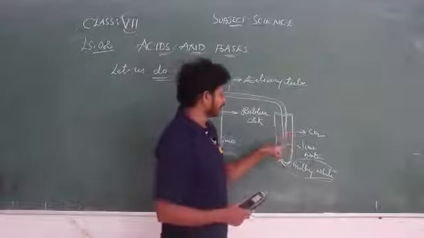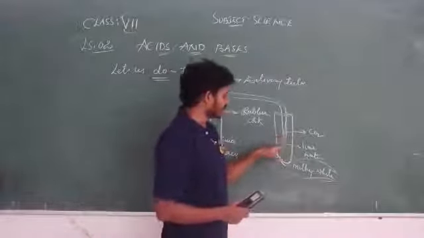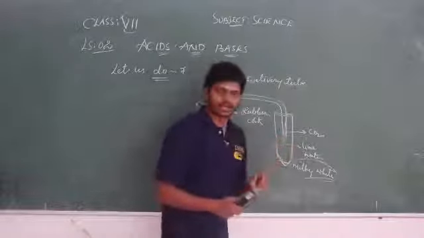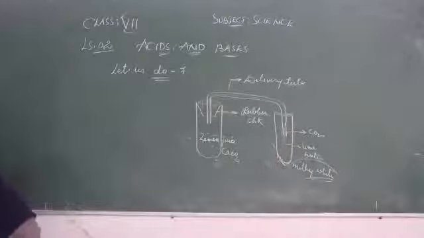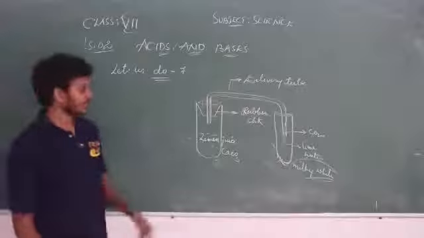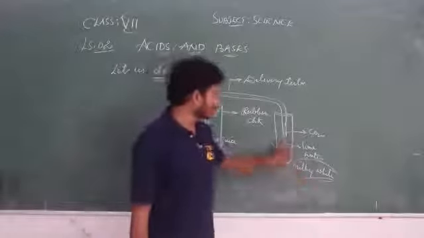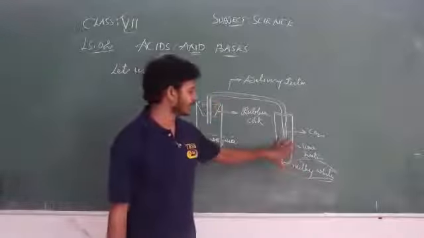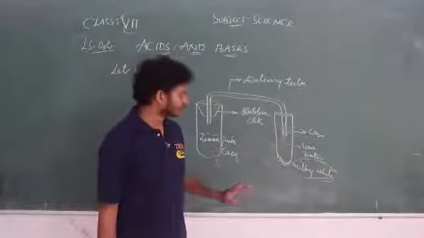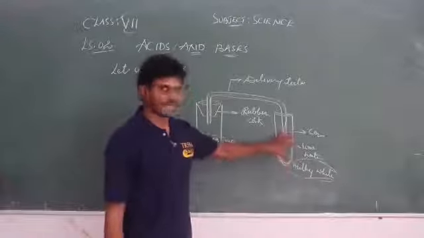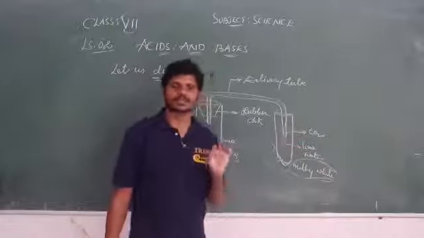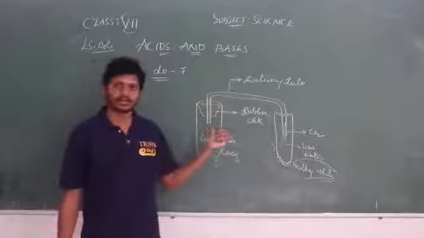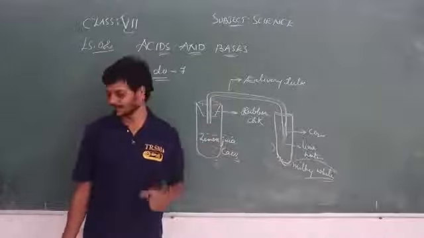This gas which is released here converts the lime solution to milky white. Milky white is nothing but turning into white color. By this we can confirm the gas which is released here is carbon dioxide gas. It is also another test to find out the carbon dioxide gas.